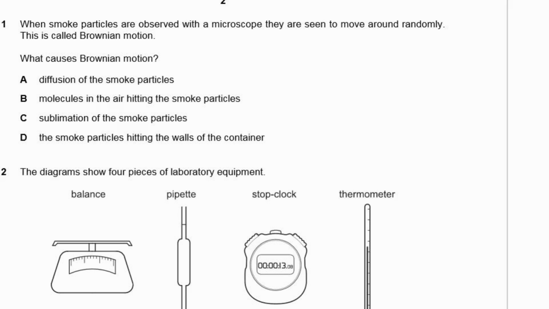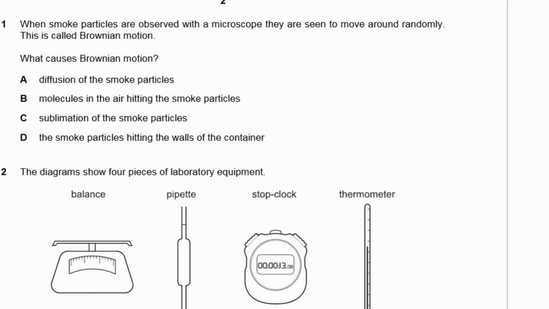Question 1. When smoke particles are observed with a microscope, they are seen to move around randomly. This is called Brownian motion. What causes Brownian motion? All right, so is it the diffusion of smoke particles, molecules in the air hitting the smoke particles, a sublimation of smoke particles, or the smoke particles hitting the walls of the container?